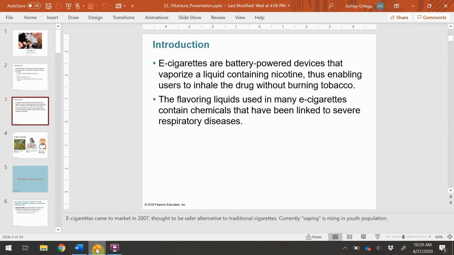So when e-cigarettes came out on the market in 2007, many thought them to be a safer alternative to the traditional cigarette. But currently it's a rising activity in the youth population, and it's also been known to cause severe respiratory disease, due to the flavoring liquids that have chemicals in them, as well as the vaporizing nature of the e-cigarettes.